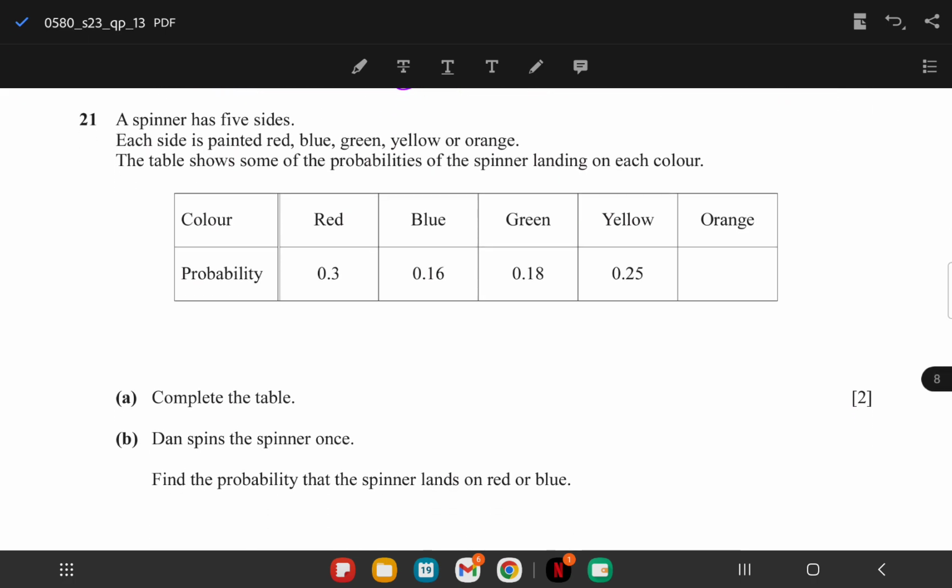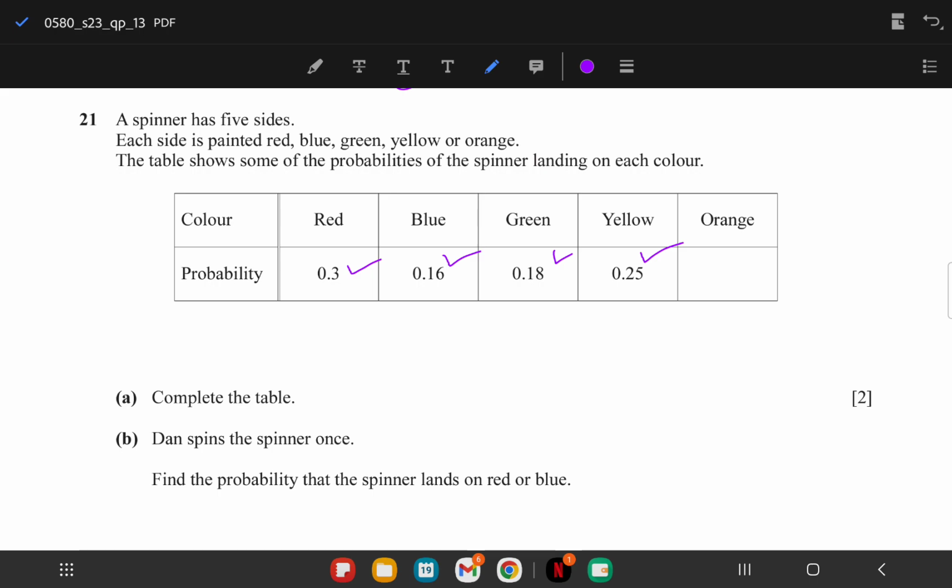Okay. A spinner has 5 sides. Each side is painted red, blue, green, yellow, or orange. The table shows some of the probabilities of the spinner landing on each color. Complete the table. When it comes to probability, we know that probability is between 0 and 1. So we're going to add up all of these, and whatever we get, we subtract it from 1.